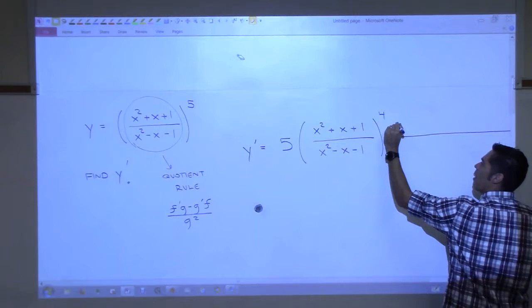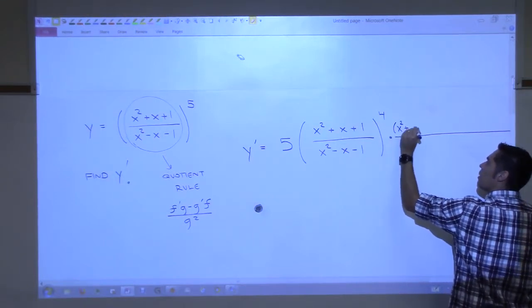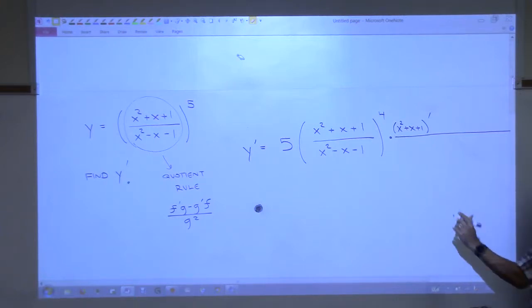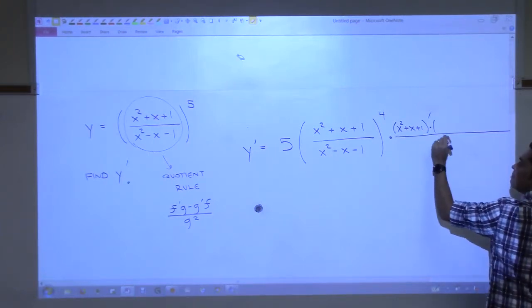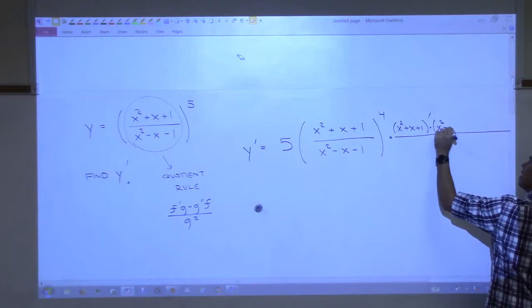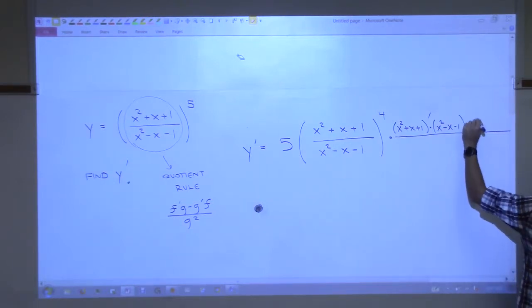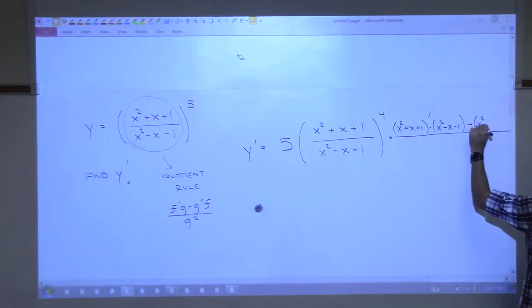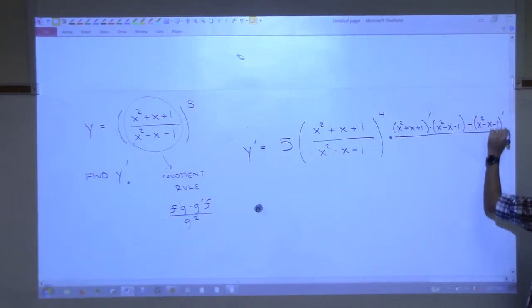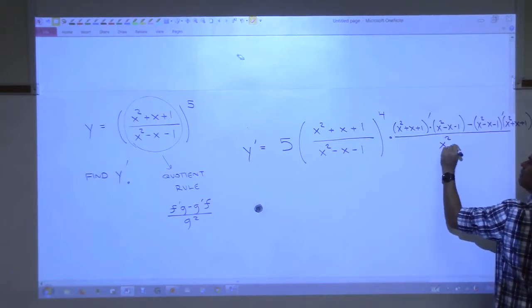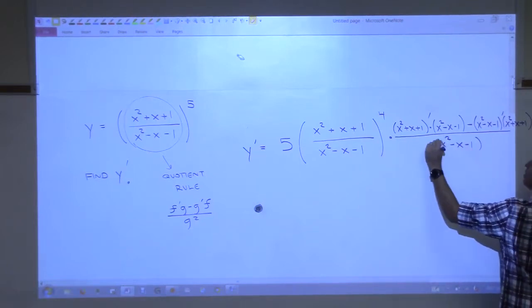I'm going to take f prime, so I'm going to take x squared plus x plus 1, I'm going to take its derivative, right? I haven't done that yet. Times g, which is x squared minus x minus 1. Then minus g prime, which is the derivative of x squared minus x minus 1, and then times f, which is x squared plus x plus 1. I'm trying to squeeze this on camera, but all over x squared minus x minus 1 squared.